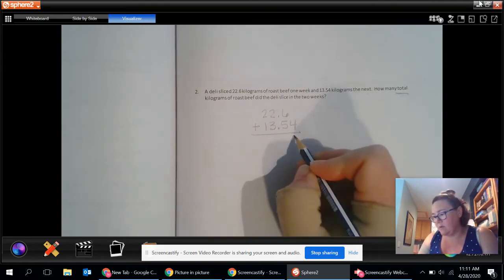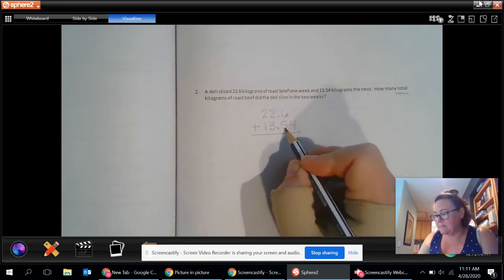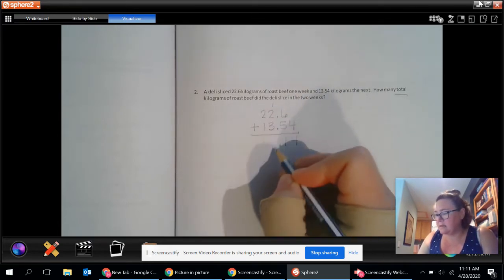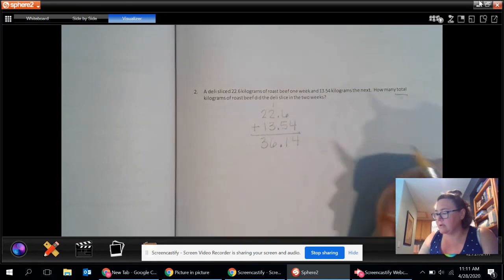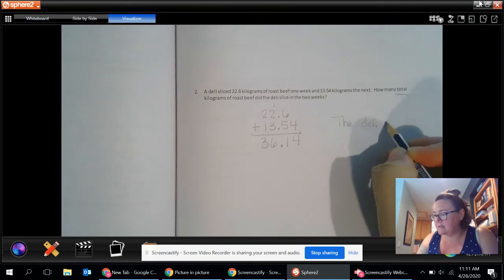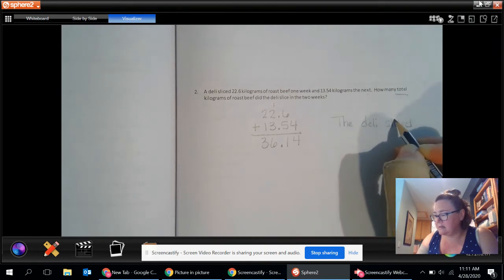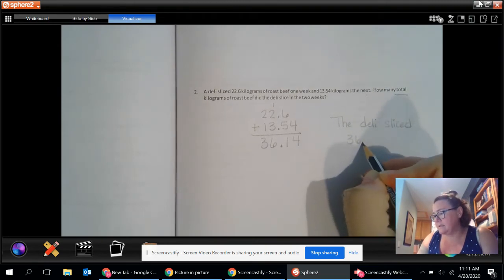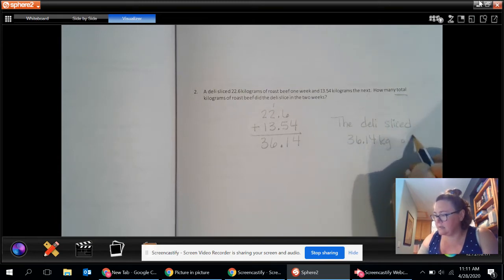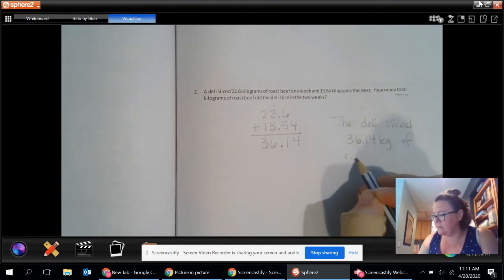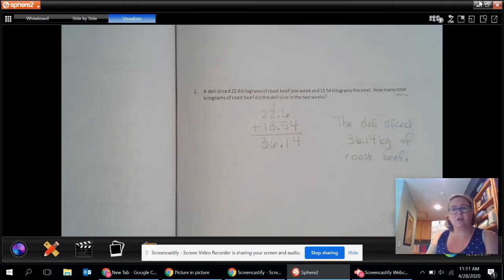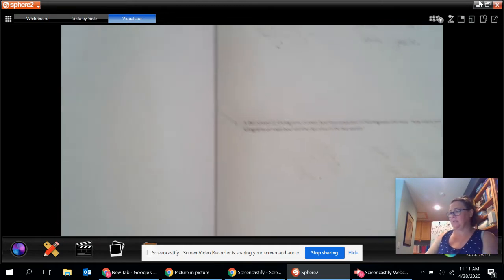So nothing plus 4 will be 4. 6 plus 5 is 11. We carry that 1. That's going to be 6, and that's 3. So the deli sliced 36 14/100 kilograms of roast beef. All right, so far so good. 2 more to go.